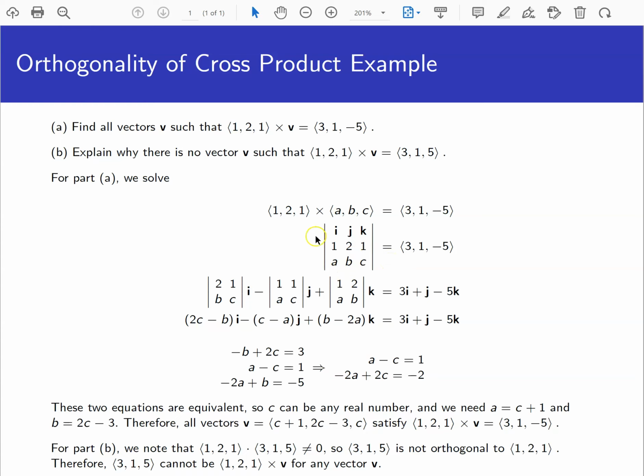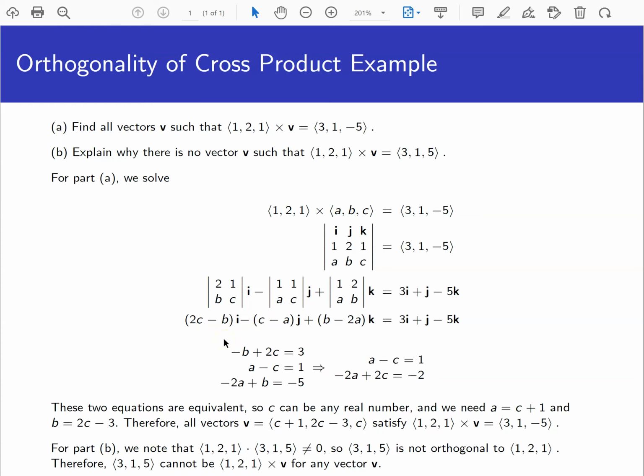Rewrite our cross product by expanding along the row with the i, j, k in it. When we do that, we get the determinant of (2, 1; b, c) times the i, minus the determinant of (1, 1; a, c) times the j, plus the determinant of (1, 2; a, b) times the k. That must be equal to the vector 3i plus j minus 5k, converting the component form to the ijk form.